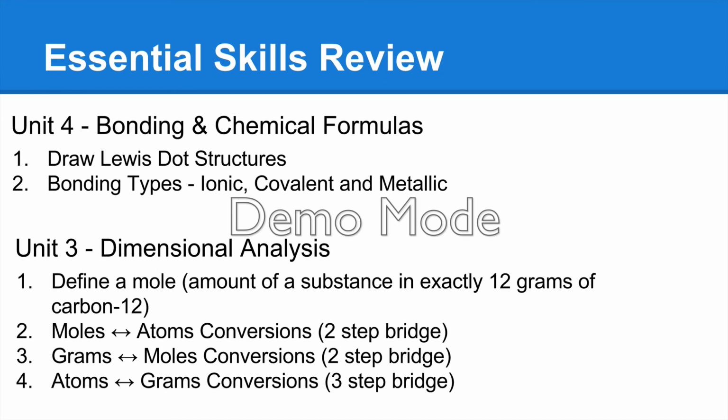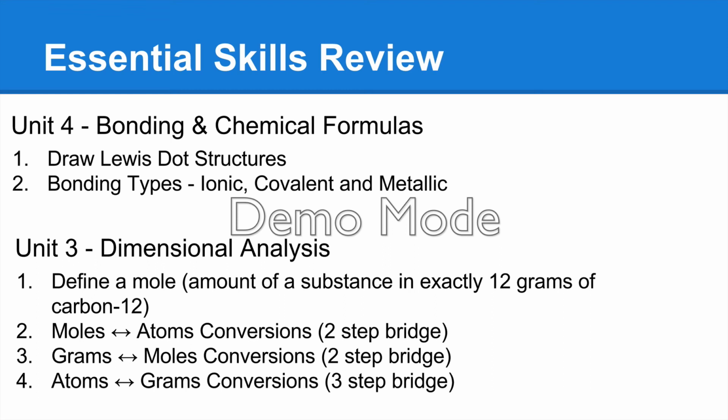Unit 4, more about the bonding, but that was the ionic, covalent, metallic, and what type of elements make each of those. And being able to draw a Lewis dot structure, or at least be able to identify the correct Lewis dot structures. Remember that every atom in a Lewis dot structure has to have 8 electrons around it, except for hydrogen, which can only have 2.